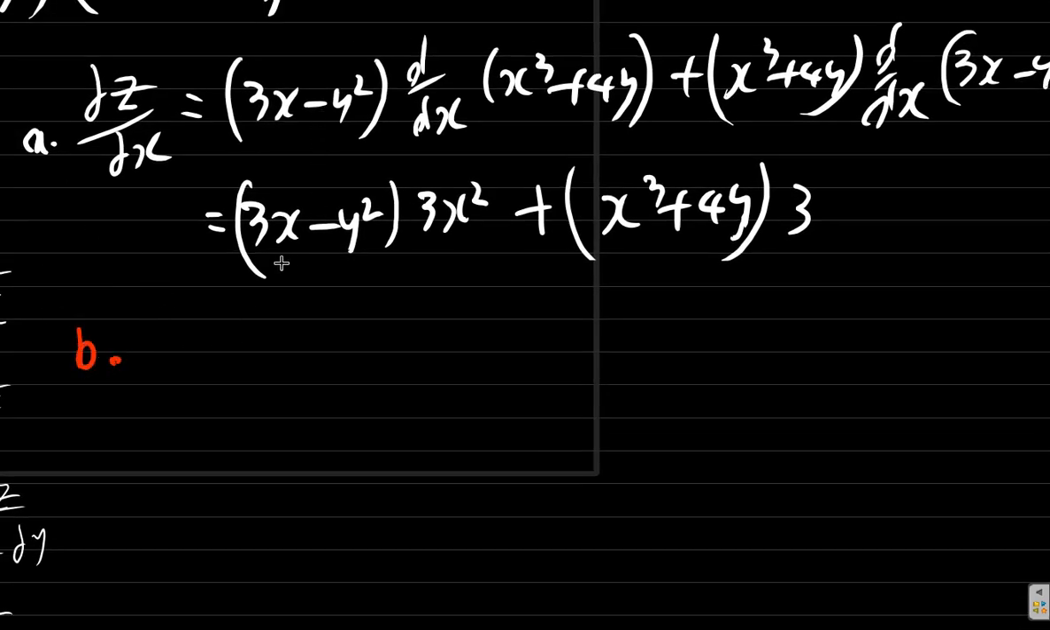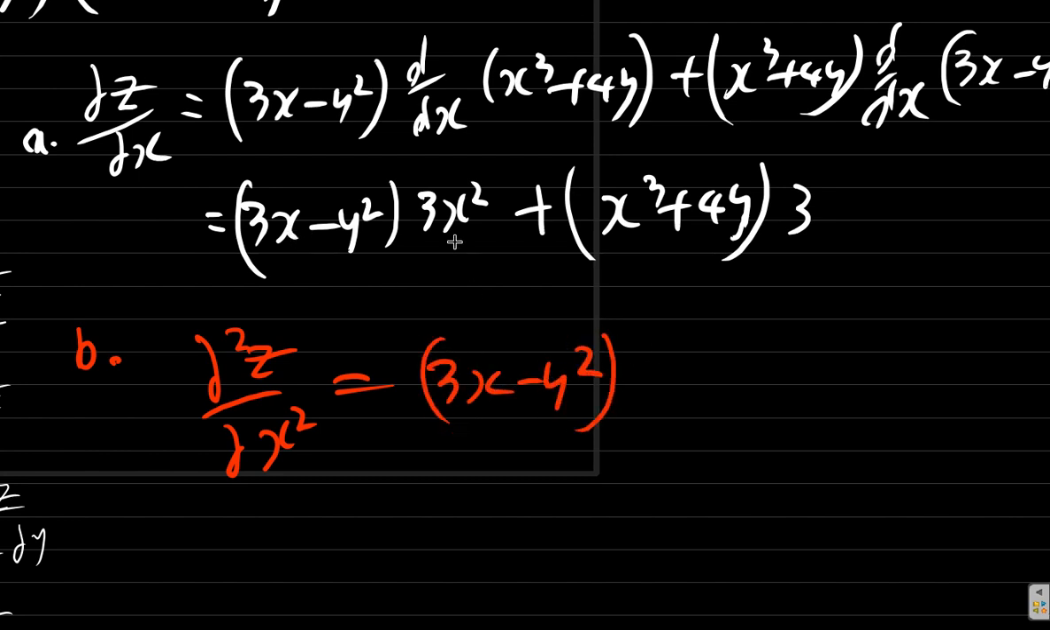Part B. What we're doing is delta squared z by delta x squared. We're differentiating this with respect to x. If we do it by multiplying with the brackets, we hold 3x minus y squared as it is, multiply by the derivative of this, 3 2s are 6x, plus hold 3x squared as it is, multiply by the derivative of this with respect to x.